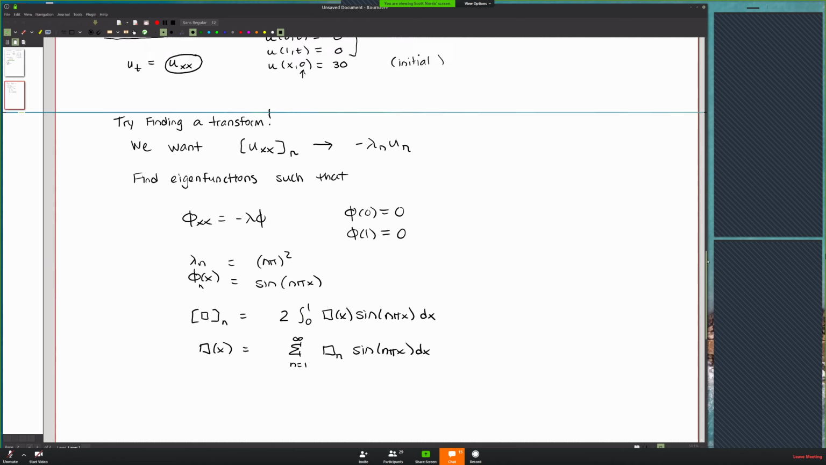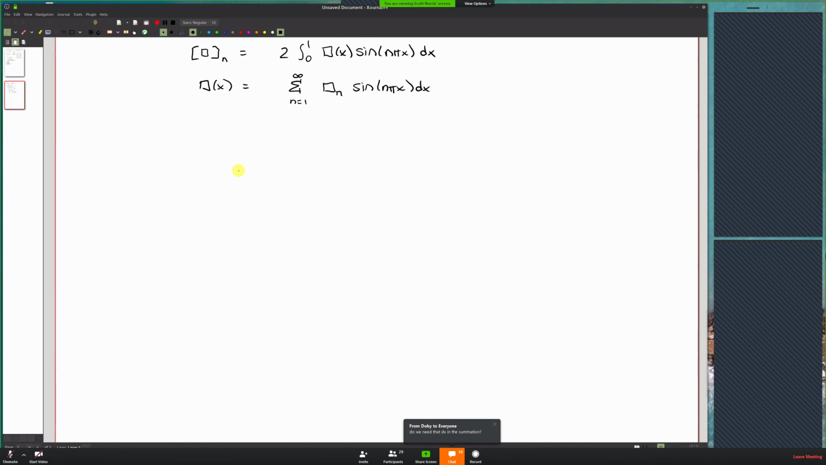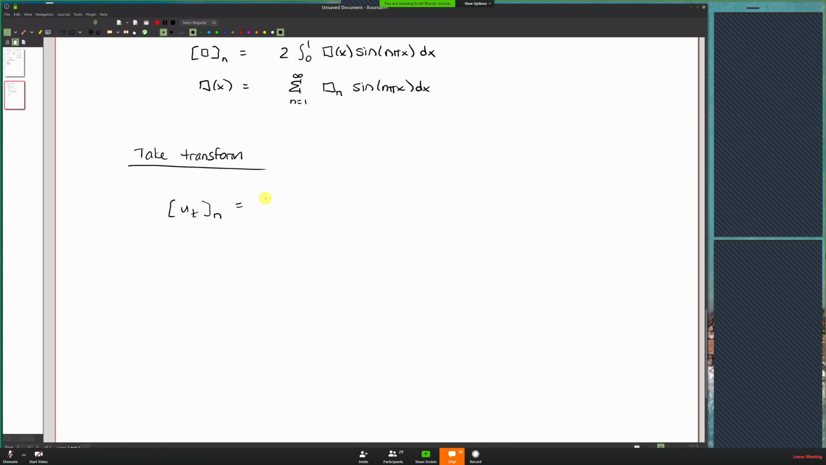So what happens when we take the transform of this problem? Remember, another way to think of transforms is that they convert a function of x into a quote-unquote function of n, where n is a discrete set of numbers instead of a continuous variable x. So anything that has an x in it, we want to take the transform of. Specifically, we take the transform of the PDE, and we'll have to figure out what all these things mean.